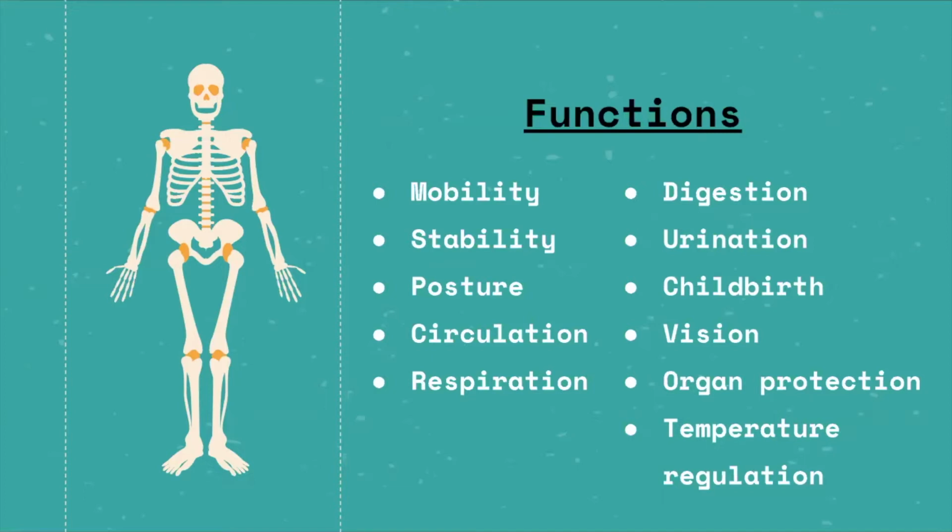It helps with digestion. Does anyone remember from the summary which type of muscle helped with digestion? Smooth. Yes, smooth muscle helps with digestion. We have urination, childbirth, and vision. Muscles make up a lot of our eye. We have organ protection and temperature regulation.